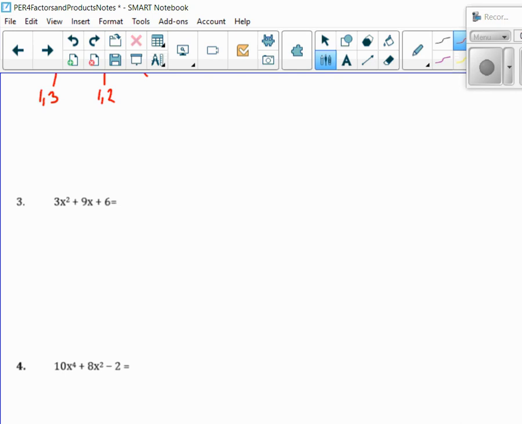Okay, how about this one? Is there a common factor I can pull out? A 3. So first step is to do that. What am I left with? x squared plus 3x plus 2. So remember that 3 has to go around, but mind you, we can just pull it down.